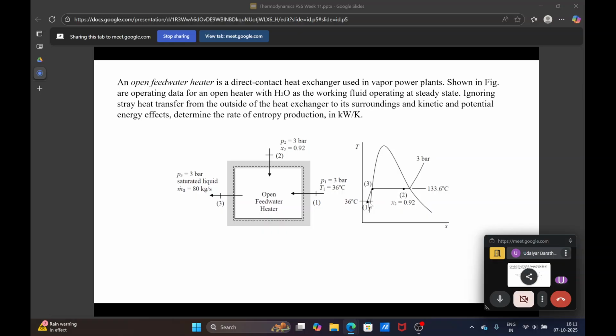So this gets mixed up and you get somewhere in between, but in this case it is said that it will be a saturated liquid. So you have a saturated liquid, and what is also given is that the mass which is going out is 80 kg per second. So the total mass is 80 kg per second. So you have m1 plus m2 equals 80 kg per second.